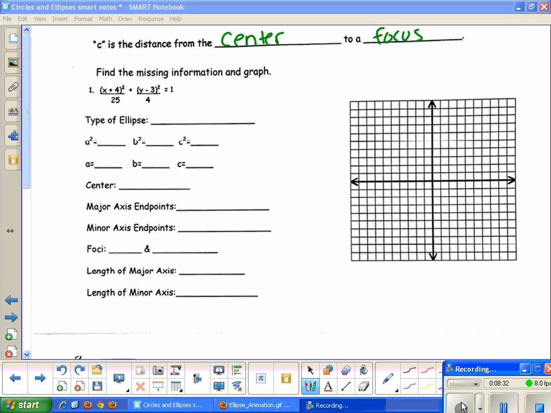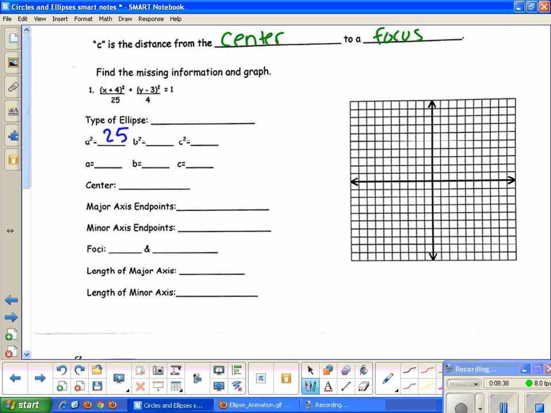Okay, so here's my equation. The first thing I like to do is write down my a squared, which is always over your x, so 25. The b squared is 4, so a would be 5 because you take the square root of 25. B is equal to 2. And I always want to find the center. So this is my h, this is my k. So the center is going to be -4 because it's opposite, comma, 3. And that's the first thing you should graph, which would be right here.